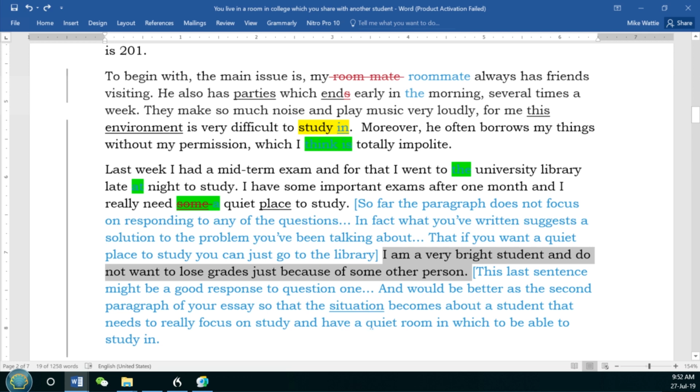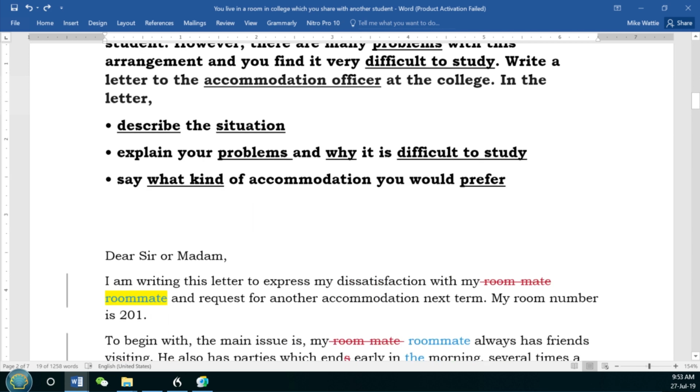The next sentence, "I'm a very bright student and do not want to lose grades just because of some other person." Yes, I agree, but what question are you answering here? It's not a problem. It's not about the type of accommodation you want. Hey, wow, this would be really good to describe the situation. The situation is I'm a student who really needs to study hard for some reason. Fantastic. I've found the situation, maybe now buried deep in this letter. I could now tick off that this candidate has described the situation.